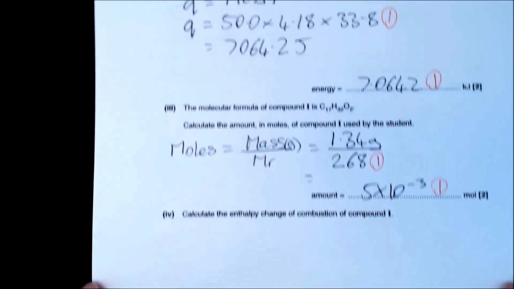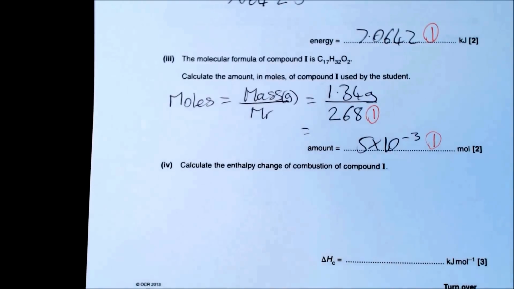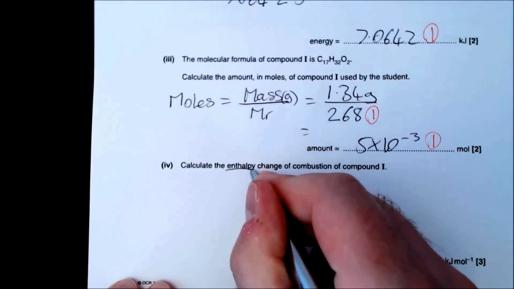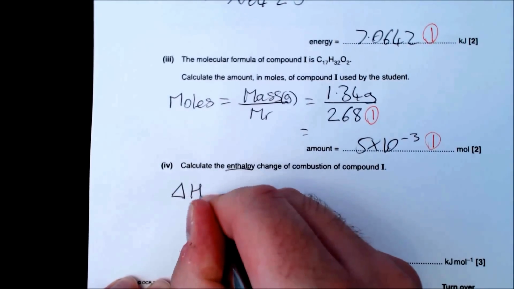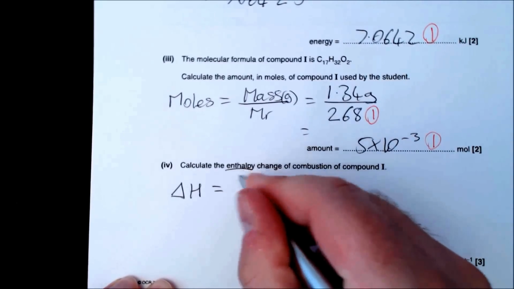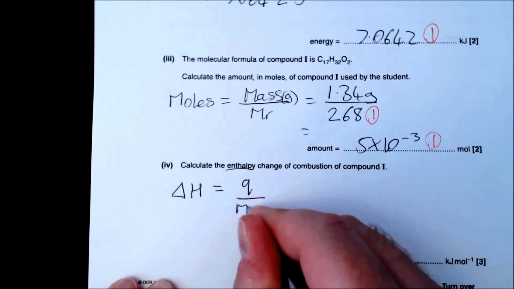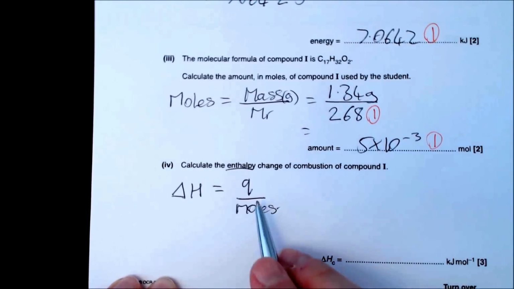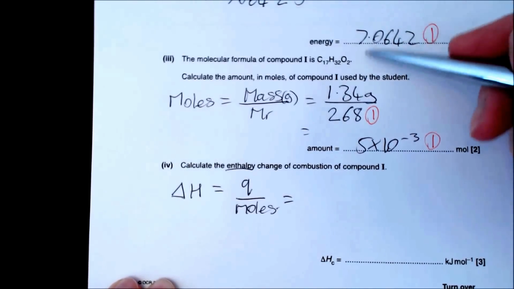All right, and then for the next bit. So it says IV, calculate the enthalpy change of combustion of compound I. So the enthalpy change is, obviously enthalpy is delta H, and that's measured in kilojoules per mole. So that might give you a little bit of a hint how to calculate this. So kilojoules is the energy, which we worked out there, and that was Q. And obviously this is the number of moles. So that's why we worked out energy in moles, you see. So the energy is in kilojoules.